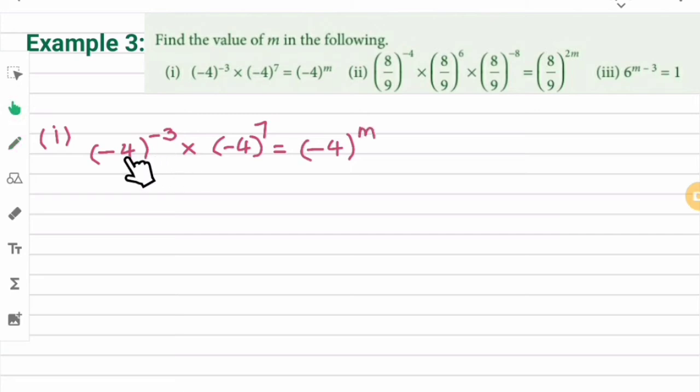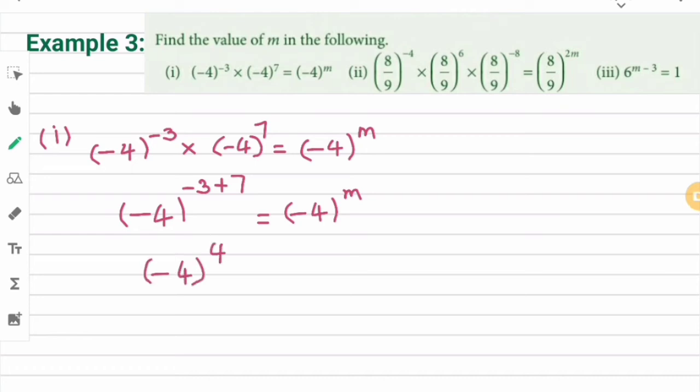If the same bases are in a multiplication, the powers you can add. So I am going to write it as minus 4 to the power minus 3 plus 7 is equal to minus 4 to the power m. And here what will happen to the index? Minus 3 plus 7, so it will become plus 4. So minus 4 to the power 4 is equal to minus 4 to the power m.